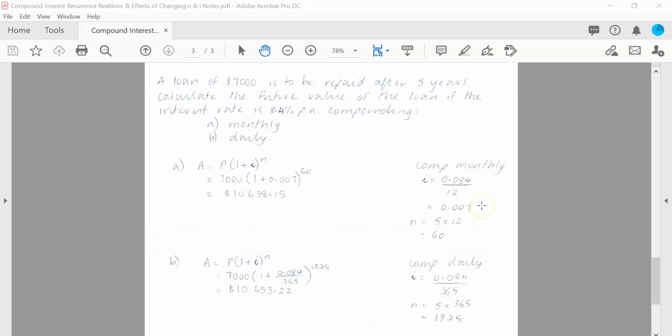So the interest rate per compounding period becomes 0.007, and the number of compounding periods, this loan is for 5 years and it's compounding every month, so 12 times in 1 year. So 5 times 12 gives us our 60. Put all of those numbers in and we get a future value of $10,638.15. If that investment is now compounding daily, when I work out my new interest rate here, when I do that value on the calculator, I get a really long decimal.